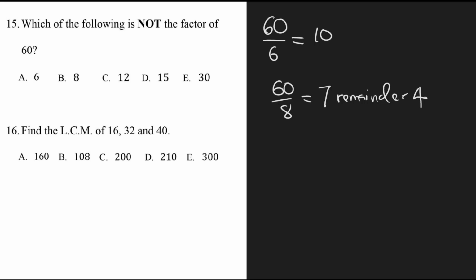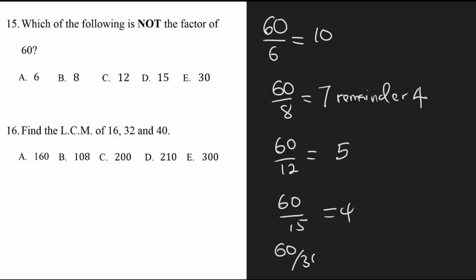The next one is 12, right? So 60 divided by 12 is actually 5. Then the next one, D, is 15. So 60 divided by 15 is actually 4. And lastly, we have 30. So 60 divided by 30 is 2. So among these options, 8 is the one that is not a divisor. So 60 is not divisible by 8. So that means the answer is B.